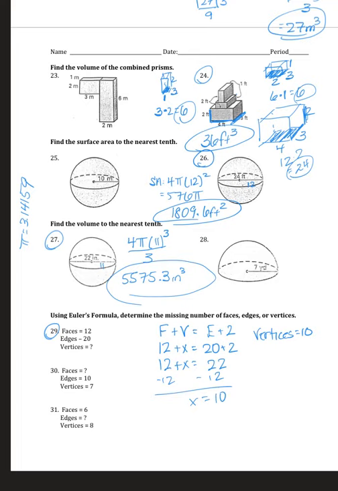So you're going to do the same thing for 30 and 31. You're basically going to erase this section, and you're going to start with the formula again. So I'll help you set up one more. For the next one, it says we don't know the faces. We know it has 7 vertices. It has 10 edges plus 2. So then you solve for x again. So that's all you have to do for that section.